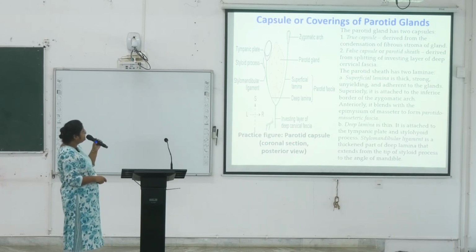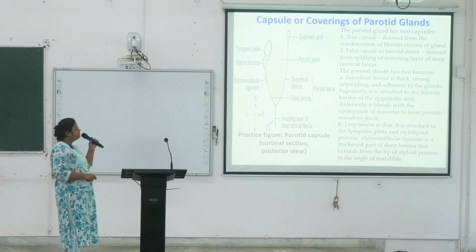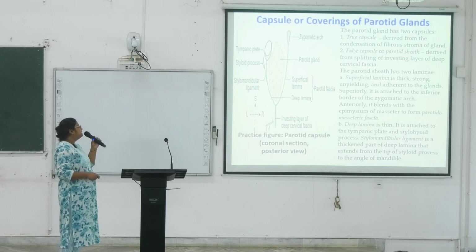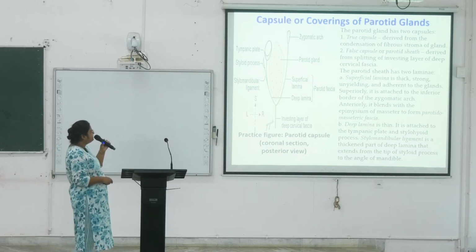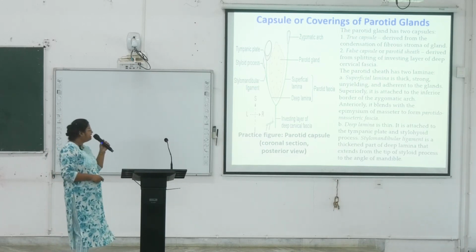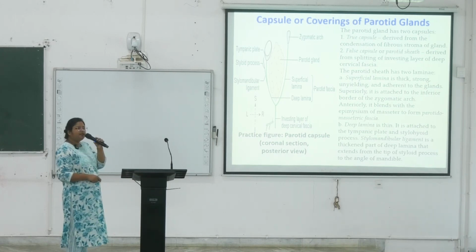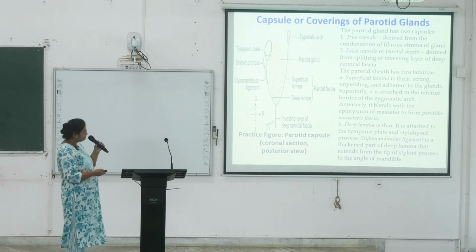Now, deep lamina is thin, attached to the tympanic plate and styloid process. And the stylomandibular ligament is a thickened part of this deep lamina that extends from the tip of the styloid process to the angle of the mandible.